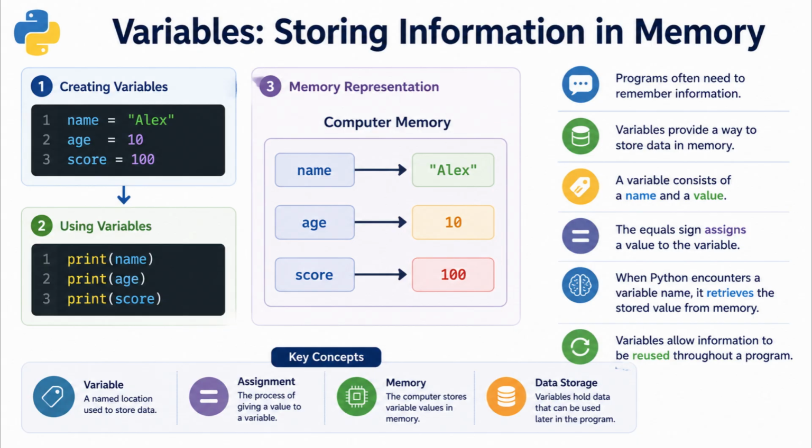Programs often need to remember information. Variables provide a way to store data in memory. A variable consists of a name and a value. The equal sign assigns a value to the variable. When Python encounters a variable name, it retrieves the stored value from memory. Variables allow information to be reused throughout a program.